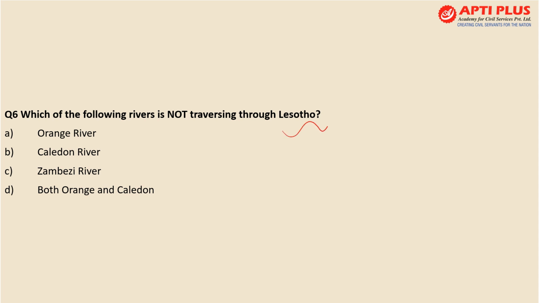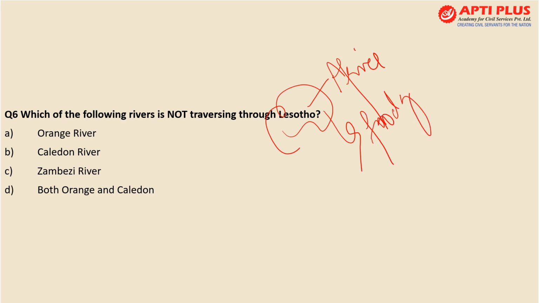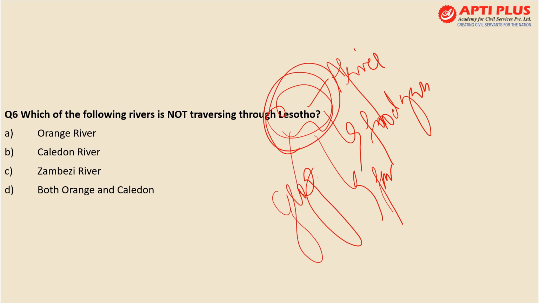The next question, which of the following rivers is not traversing through Lesotho? So Lesotho is a country in Africa where India has recently sent some food grains due to the food crisis faced by this country. So the question of the geography can be formed on this country. The options are with respect to the rivers traversing via Lesotho. Options are Orange, Caledon, Zambezi, Orange and Caledon both.